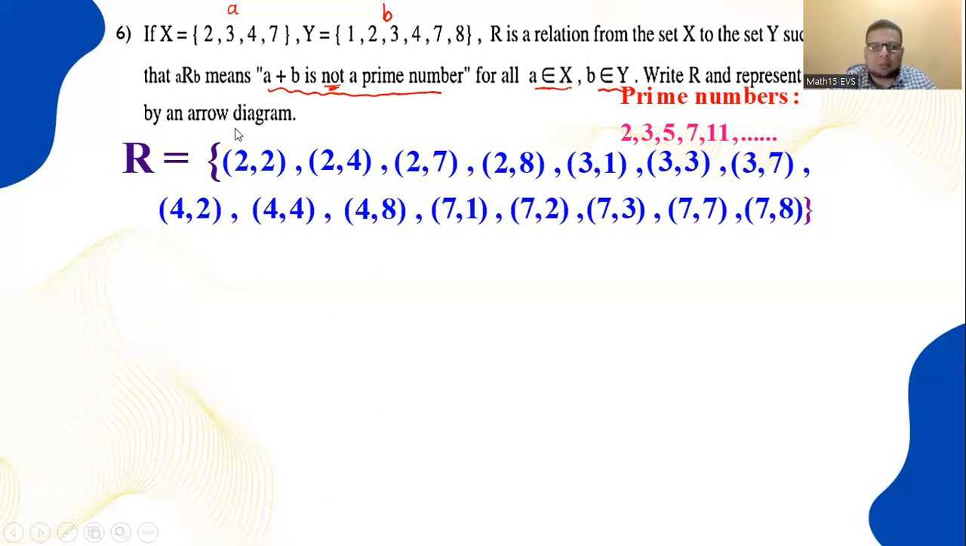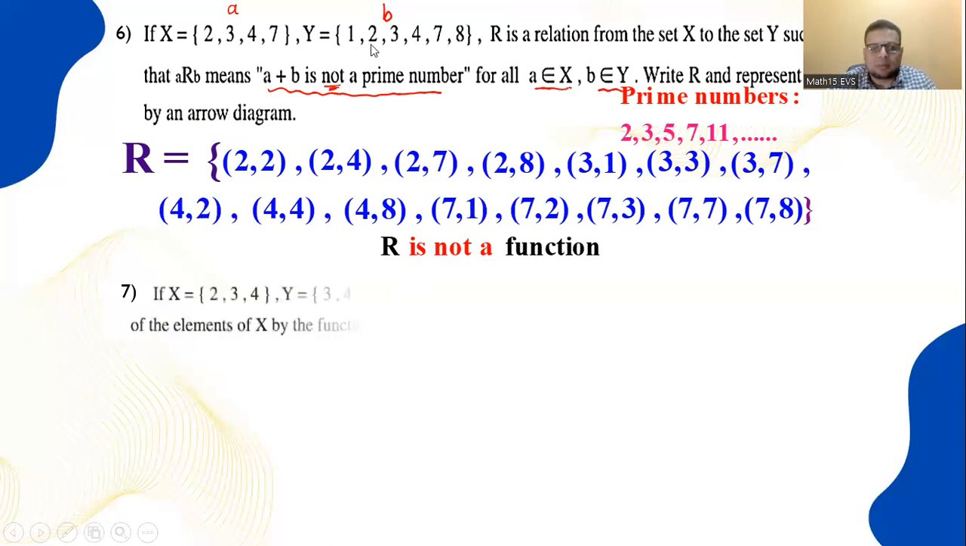I need to draw it by arrow diagram. Is R a function? No, R is not a function. Why? Because not each element in x has only one image in y. You can draw this by arrow diagram. The first column is x, the second column is y. I'm drawing only these relations, (2, 2) and (2, 4), by arrow diagram.